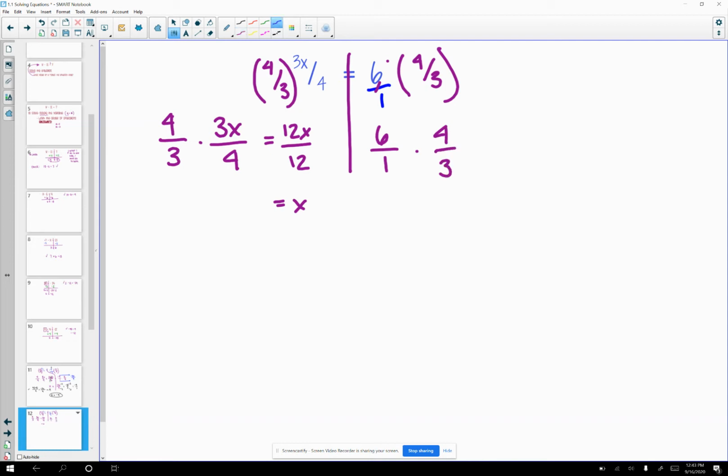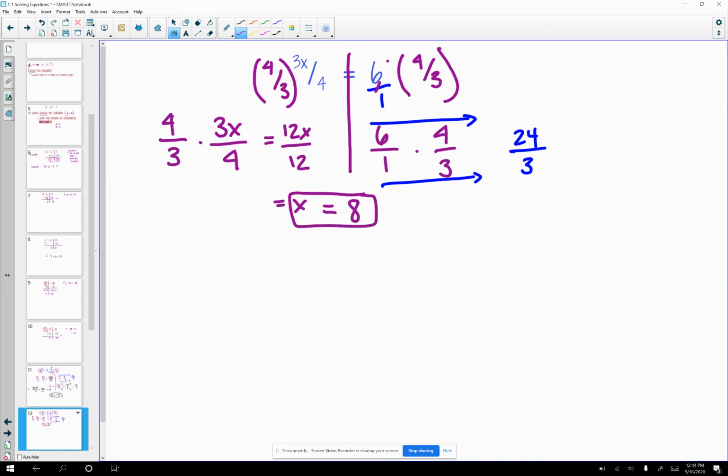And remember, we go straight across. So 6 times 4 is 24. 1 times 3 is 3. And remember, fractions are just another way of writing division. So 24 divided by 3 will get us 8.